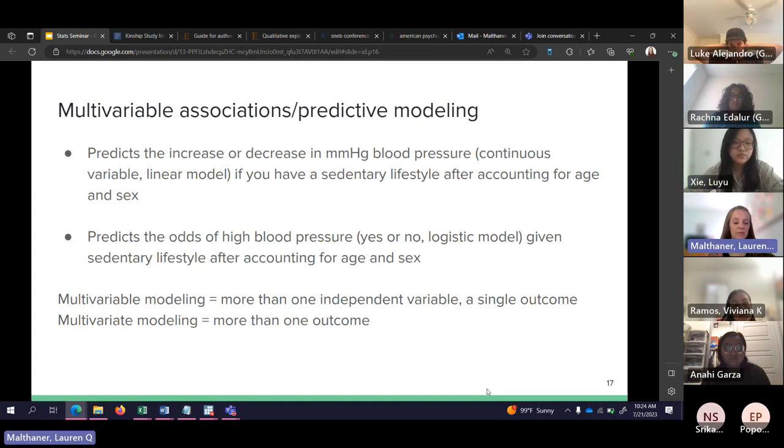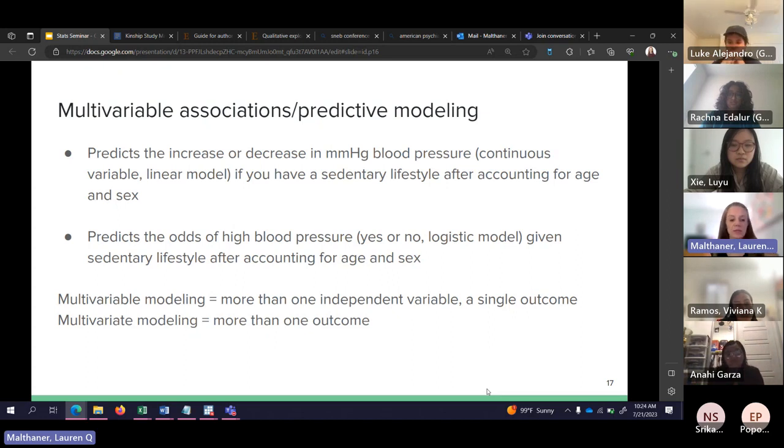So the third type of analysis that you can do is multivariable associations. First we looked at descriptive statistics, which are just one variable. Then we looked at bivariate statistics, which are two. And then in multivariable analyses, we can include more than one independent variable. The way that you can do this is with regression modeling.